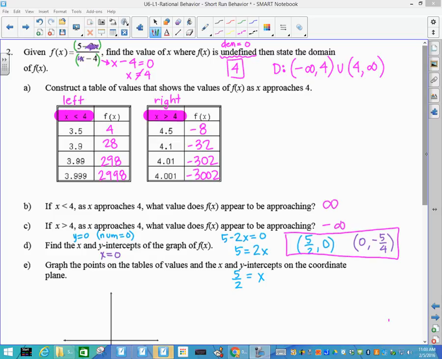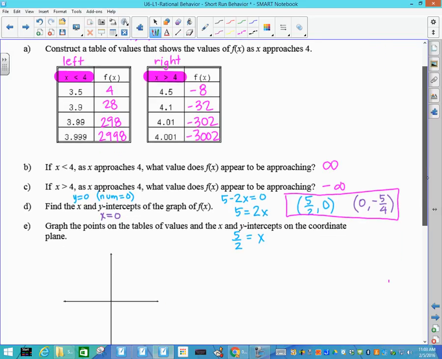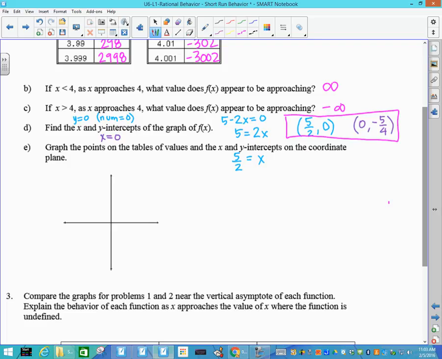And now we're going to graph these intercepts. So when we graph them, just real quickly, what do we have? All right, so 1, 2, 3, 4, 5, 6. 1, 2, 3, 4, 5. Good enough. Okay, so I have the point 5 halves, 0, which is between 2 and 3. And I have the point 0, negative 5 fourths, which is just below negative 1.